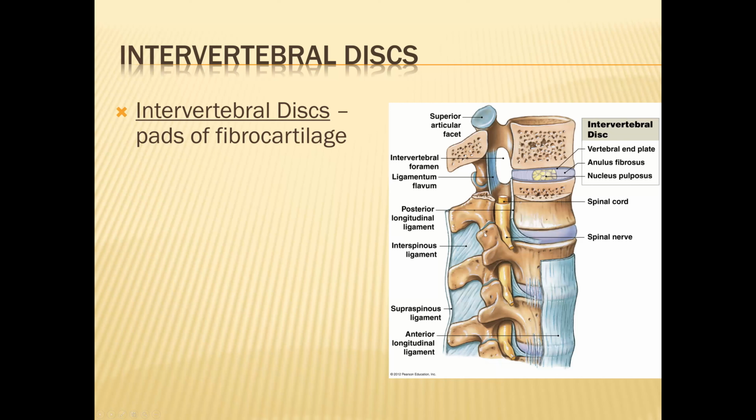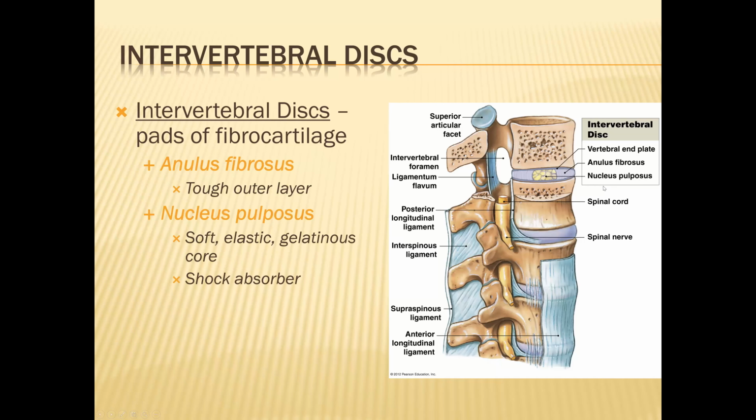But while we're on this picture, you can also see here is an example of that superior articular facet that's going to form a synovial joint with the inferior articular facet of the one above it. But now we're going to focus on the intervertebral discs. So we are going to go over their structure. The annulus fibrosus is this tough outer layer, and that's shown in the light purple here. And then you've got the nucleus pulposus, which is a soft, elastic, gelatinous core.